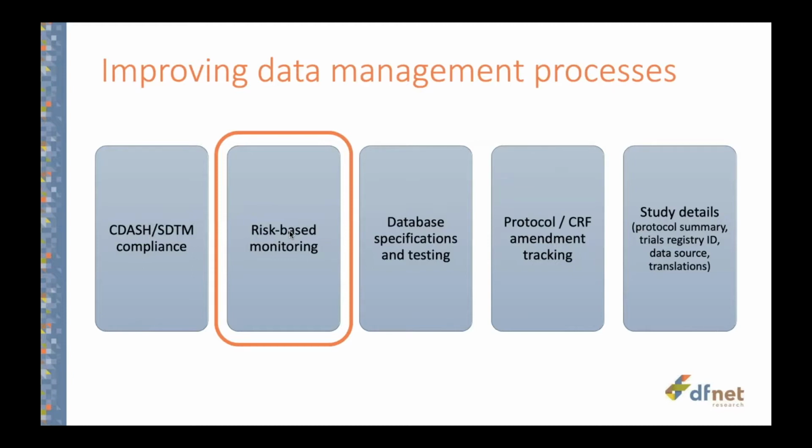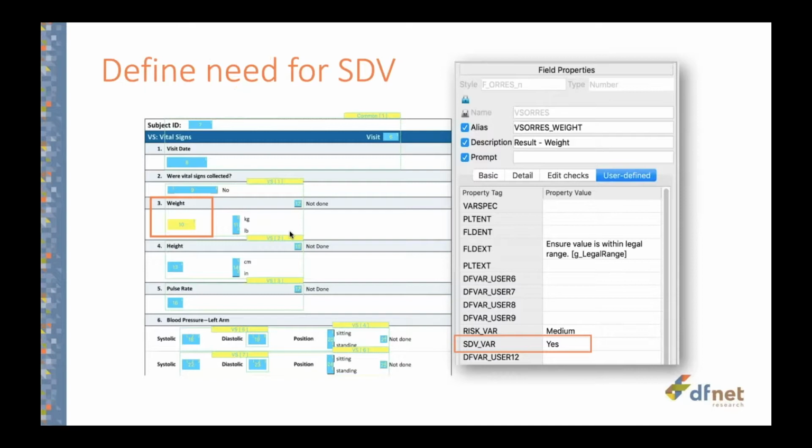So going back to the risk-based monitoring example. Here we have the weight variable on my vital signs CRF. And so I've assigned the risk level of medium, and I've just indicated that SDV is required. This is a pretty simple example. Right now it's not actually incorporating the risk level into the actual requirements for SDV, but that might be something that changes over the course of the study.